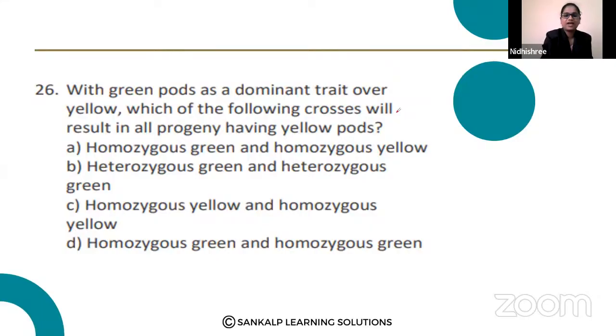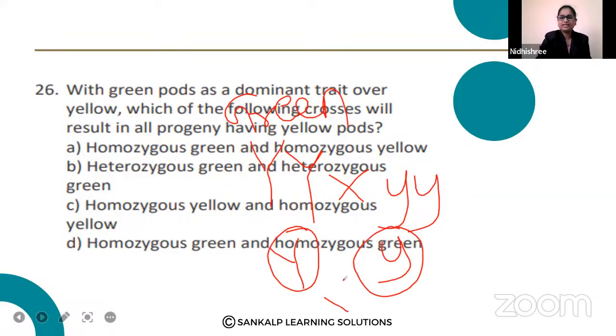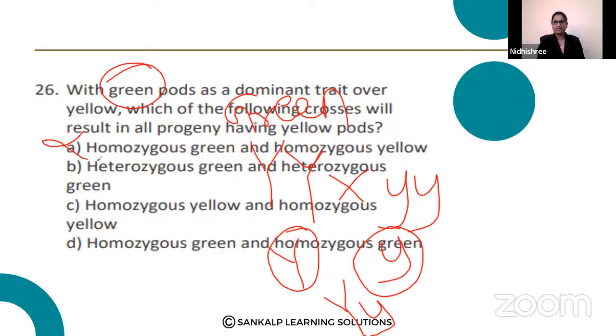So let's take Y for green, since yellow is there. Okay, Y is green color, and green color is dominant. Crossing it with homozygous yellow, which is recessive, small letter y. So in gamete formation we get Y and y. Then in the F1 generation we will get capital Y, small y. Capital letter Y is a dominant character, and the dominant character is green color. So we will get green pods. So the first option is wrong. Those who answered option A, option A is wrong, guys. Okay.